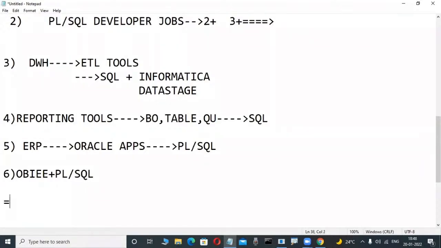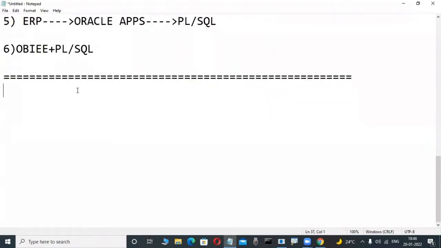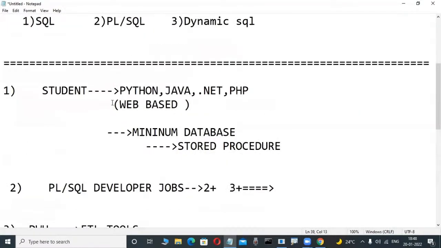Suppose you are not interested in the programming side, and you want the administration side for jobs. In that case, DBA courses are there: Oracle DBA, SQL Server DBA, MySQL DBA, database administration courses. These people also need minimum SQL knowledge before learning those courses, and they learn these types of courses too.